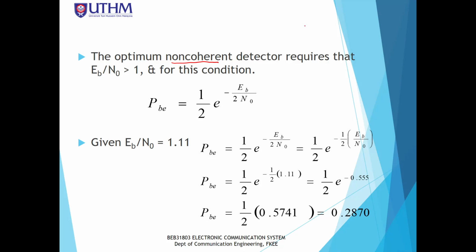Remember for ASK, non-coherent detection at the receiver, the probability of bit error calculation is equal to 1 over 2 exponent power of minus EB over 2N0. So exponent E, you can use from your calculator. From my calculator, I can use shift ln. If you press shift ln, you can make it as exponent. So let's try to do this.